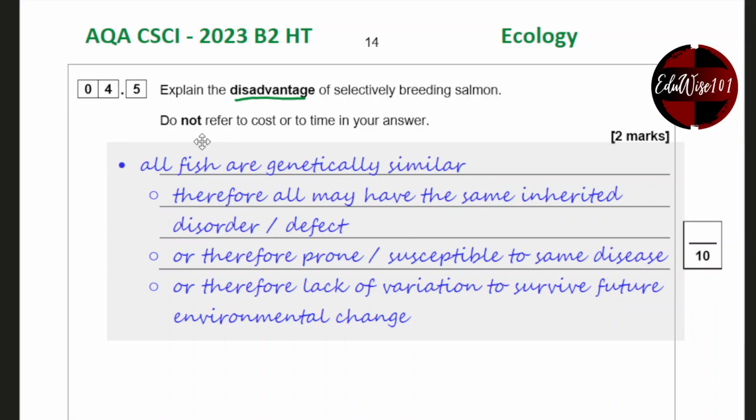So, all fish are genetically similar, therefore they all may have the same inherited disorder or defect, or therefore be prone or susceptible to the same disease. Or you could say, because they are genetically similar, they lack variation to survive future environmental change.